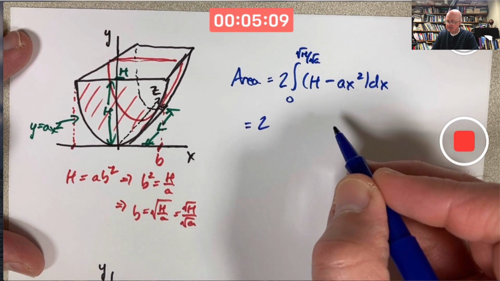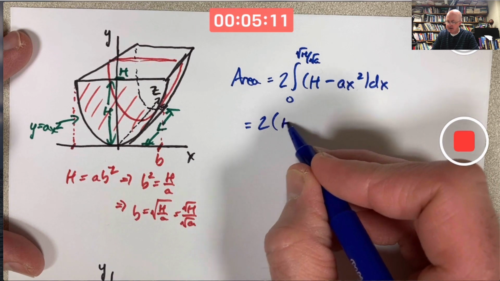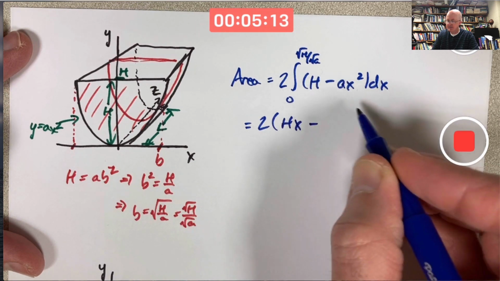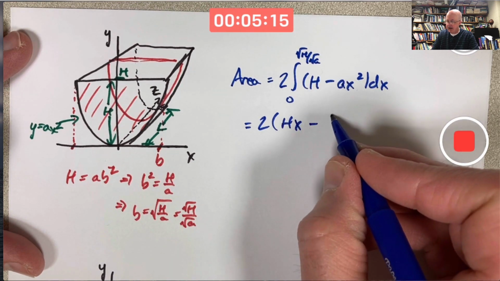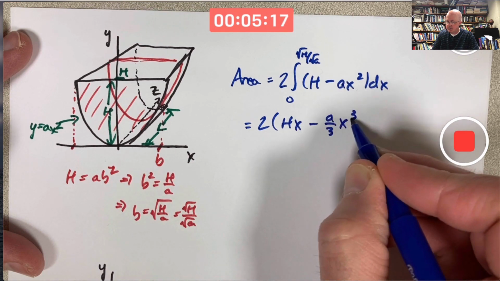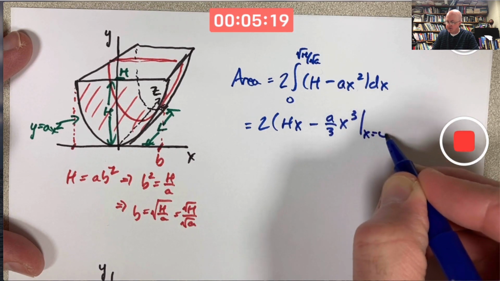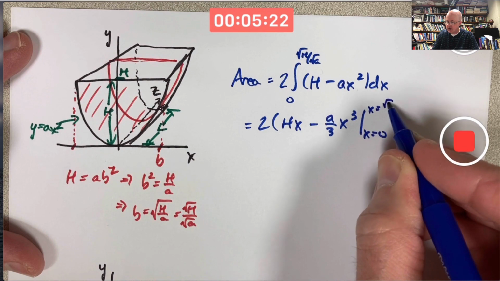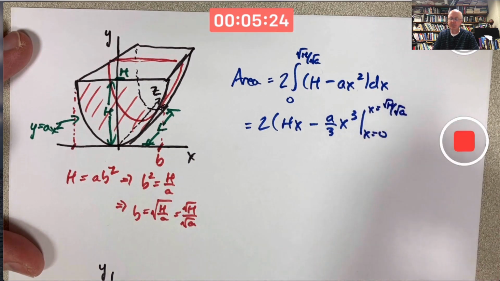H is constant. Integrate h with respect to x, and get h times x. A is constant. I'm going to get a over 3 times x cubed. X goes from 0 to the square root of h divided by the square root of a.